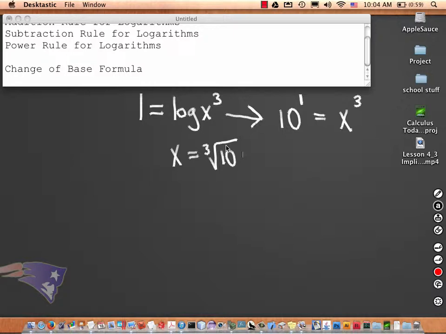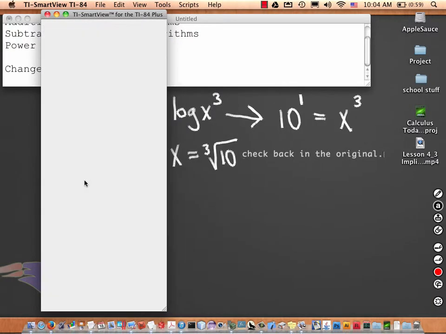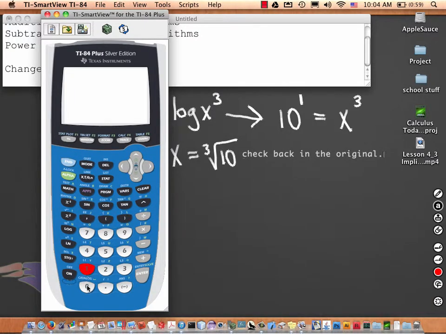So the logarithm of x cubed is a power of 1. That's what that equation says on the left. So what you do is you take your base, raise it to that power, and set it equal to the argument. And then after you have this, you check back in the original. So I take my calculator, I take 10, and I raise it to the 1/3 power.